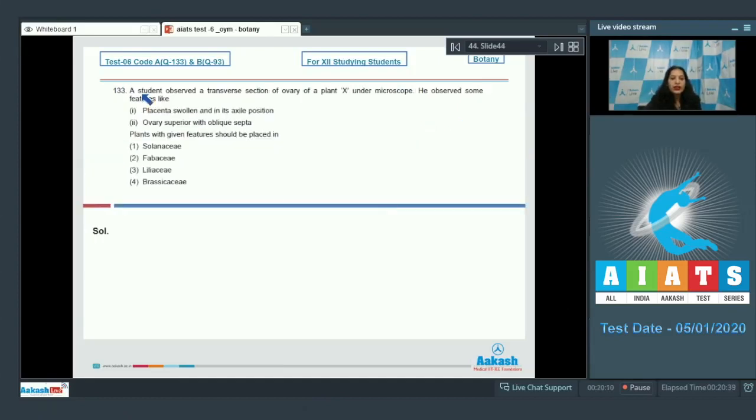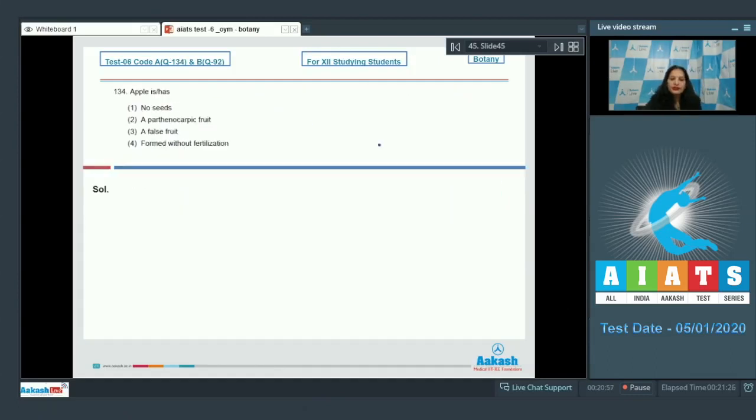Question number 133. A student observed a transverse section of the ovary of a plant X under a microscope. He observed some features like placenta swollen and its axile position. I discussed in one of the questions that placenta in the axile position is seen in the family Solanaceae and it has a superior ovary also. Both the features are shown over here. Placenta is swollen. It is a peculiar feature of family Solanaceae. So the correct option for the given question is option number 1.